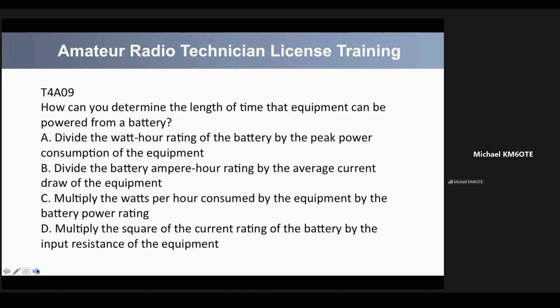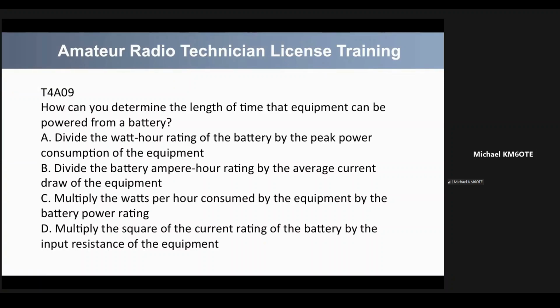How can you determine the length of time that equipment can be powered from a battery? Divide the watt hour rating of the battery by the peak power consumption of the equipment, divide the battery amp hour rating by the average current draw by the equipment, multiply the watts per hour consumed by the equipment by the battery rating, or multiply the square of the current rating of the battery by the input resistance of the equipment. Well, the correct answer is B.